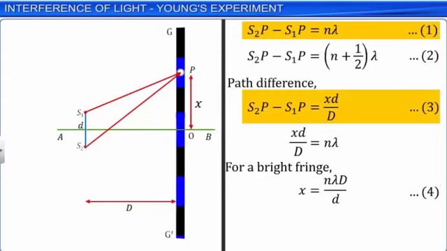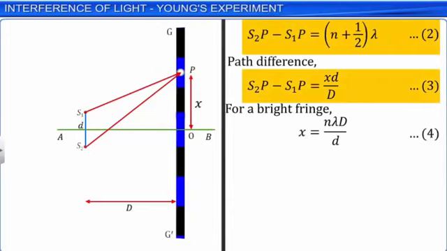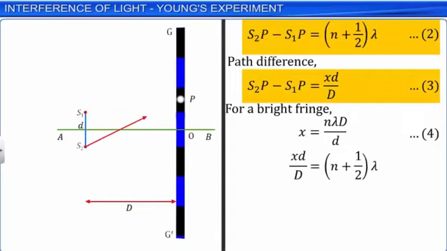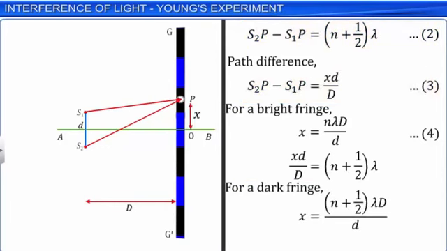From equations 2 and 3, if xd/D is equal to (n plus half) into λ, then at point P we will have a dark fringe. That is, for a dark fringe, x is equal to (n plus half) into λD/d. Let this be equation 5. Here, n is equal to 0, or plus or minus 1, or plus or minus 2, and so on.